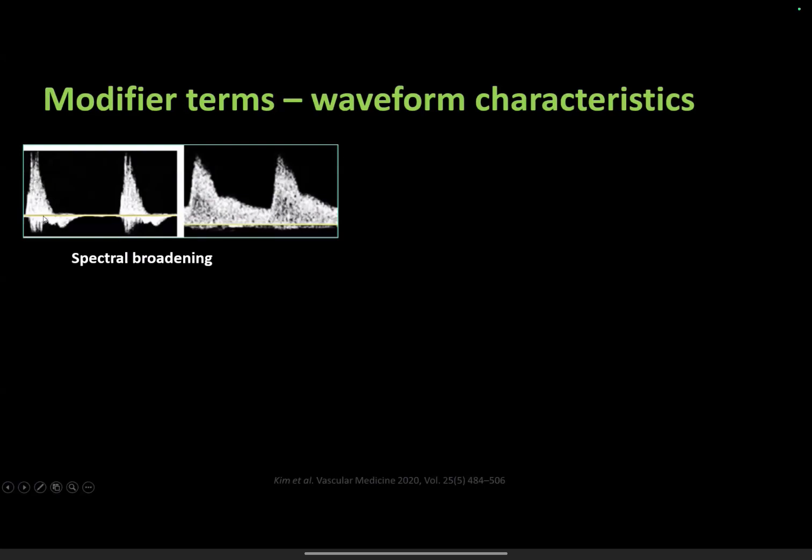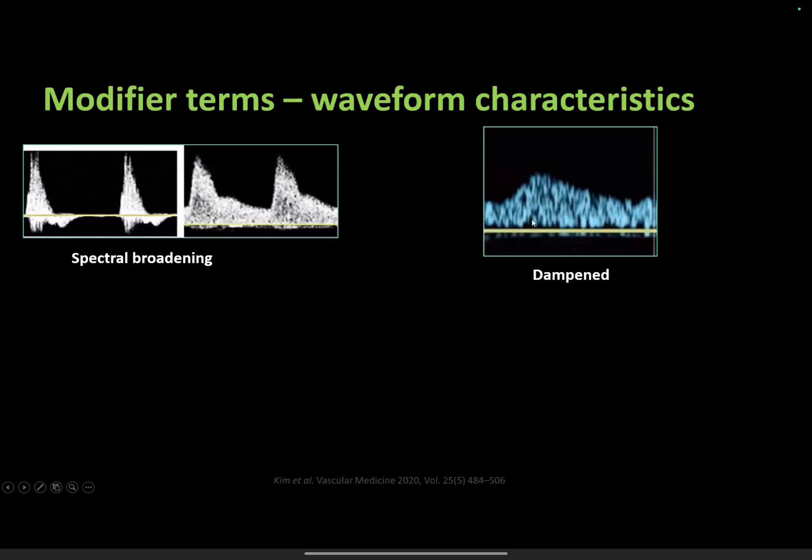So spectral broadening is when there is complete filling of the spectral window because of multiple velocities in that particular time. This is spectral broadening. These two spectrums, this is low resistance with spectral broadening, this is high resistance with spectral broadening. This is dampened flow. There is delayed acceleration, broad peak, and continuous forward flow.